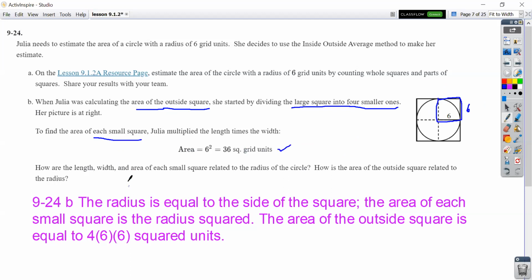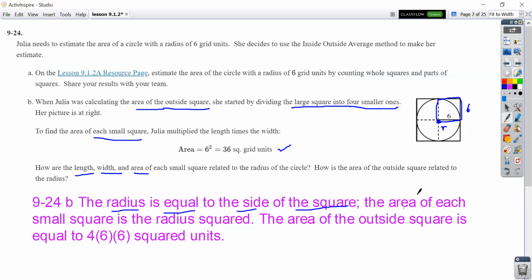Okay, we see it. How are the length, the width, and the area of each small square relating to the radius of the circle? All right, the radius equals the side of the square. Everyone see it now? This is the radius, from the center to the circle. We call it radius. Radius is equal to the side of the little tiny square.